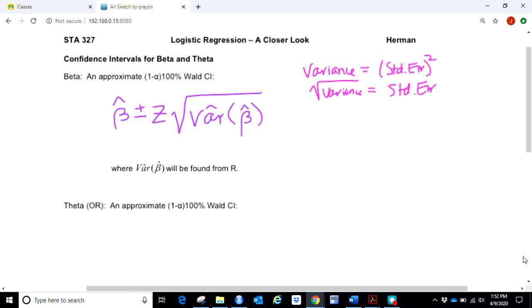So it might seem a little weird: why would I write things here in terms of variance if I'm really going to end up taking the square root of it in the end? Well, the reason is because I can actually find this estimated variance of beta hat in R, but it doesn't directly give me the standard error of beta hat in R. It actually is there, but we'll show you where that is later. But this will be nice because it'll be stored for us.